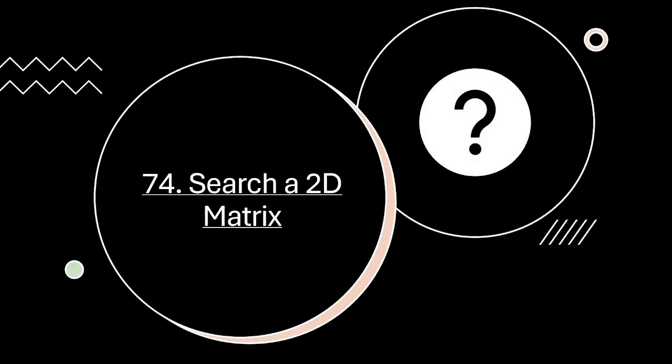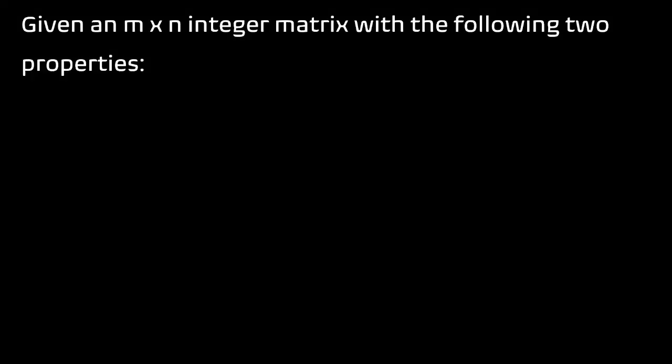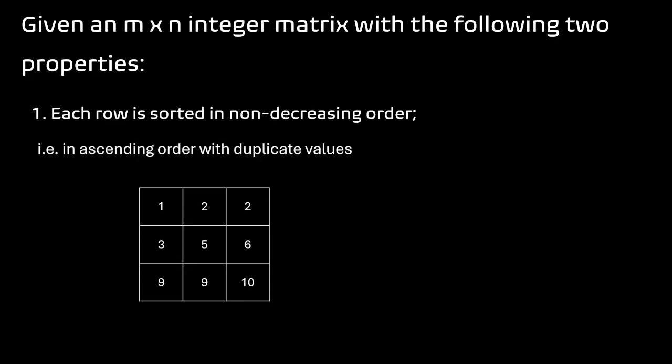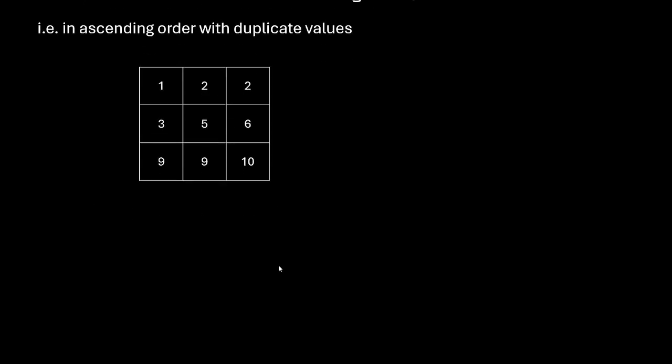Search a 2D matrix. Given an m cross n integer matrix with the following two properties, the first being each row is sorted in non-decreasing order, that is in ascending order with duplicate values. For example, this matrix, it's sorted in ascending order and there are duplicate values over here, right?